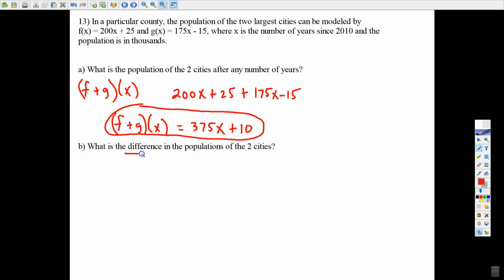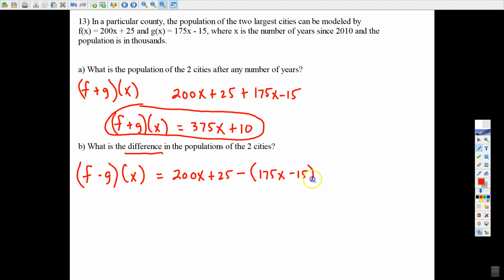Part B, pretty obvious. What is the difference in the populations of the two cities? So now we're going to be doing subtraction. F minus g of x. And so that's 200x plus 25, and now we're going to subtract the g function, 175x minus 15. So again, be careful with subtraction.